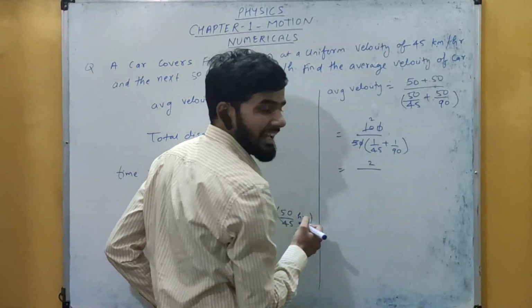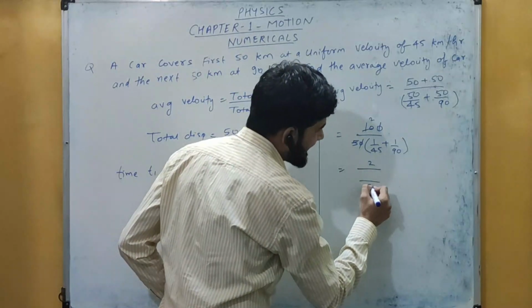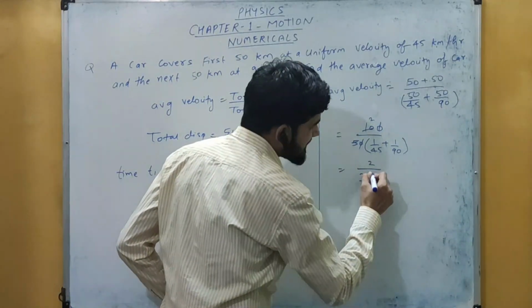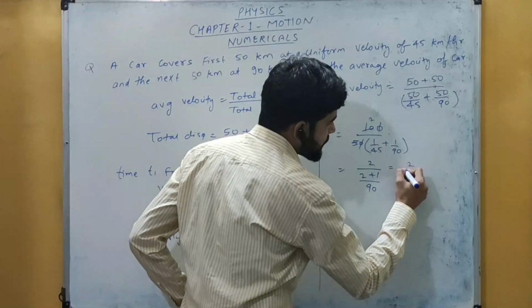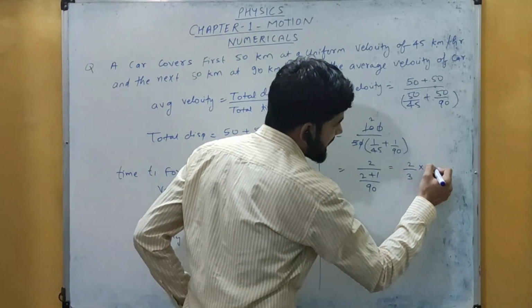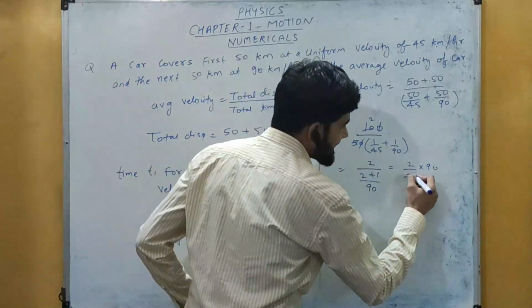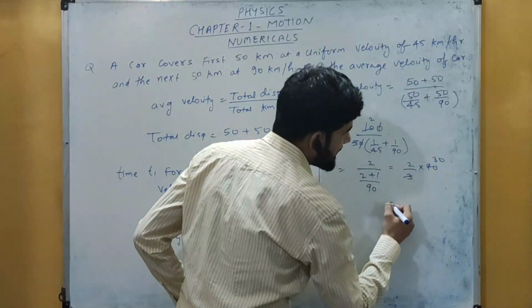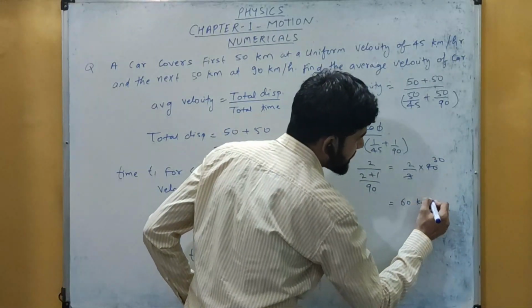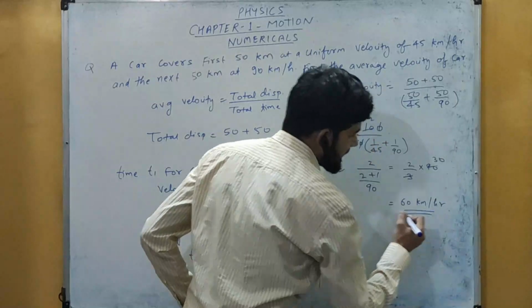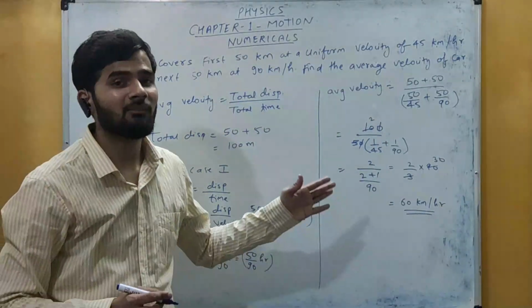So here it gets cancelled, 5 to the 10. 2 by here the LCM, that will be equals to 90. So it will be 2 plus 1. So I can write it as 2 by 3 into 90. Okay, so here 3 3 is the 9. So it will be 60 kilometer per hour. This is what the average velocity is.